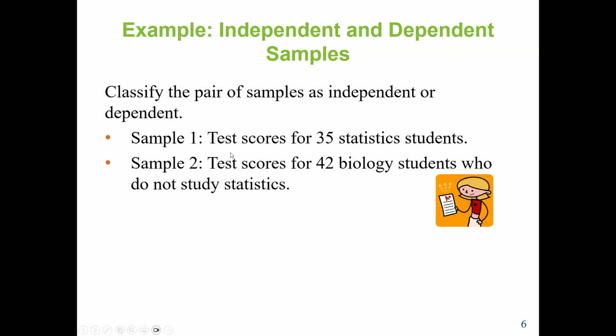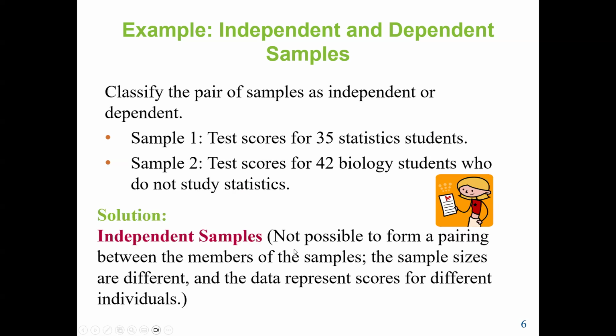Now, the next example, we have test scores for 35 statistics students. Then we have test scores for 42 biology students. So now we have two different groups of individuals. These are biology students who do not study statistics. Also, we can see the sizes are different, so we cannot pair them. So this is an independent sample. It is not possible to form a pairing between the members of the samples, because the sample sizes are different.